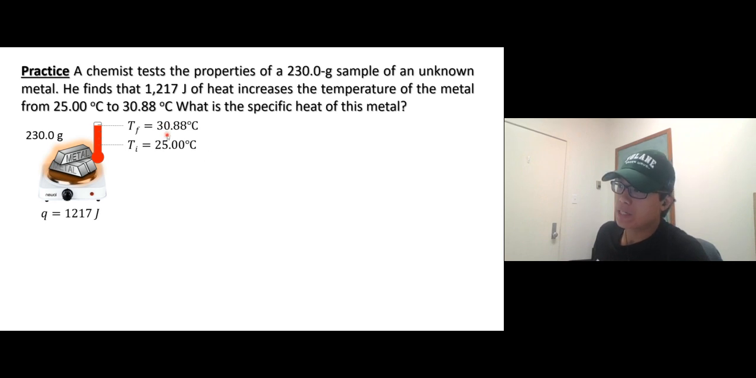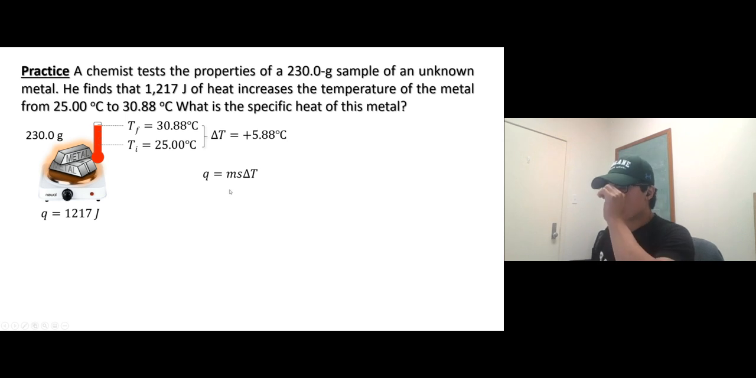that right here. So subtract 30.88 minus 25. So you get plus 5.88 degrees Celsius. Okay. All right. So what is the specific heat capacity of this metal? Well, Q equals m s delta T. You've got only one equation. Rearrange this equation. So s equals Q over m delta T.